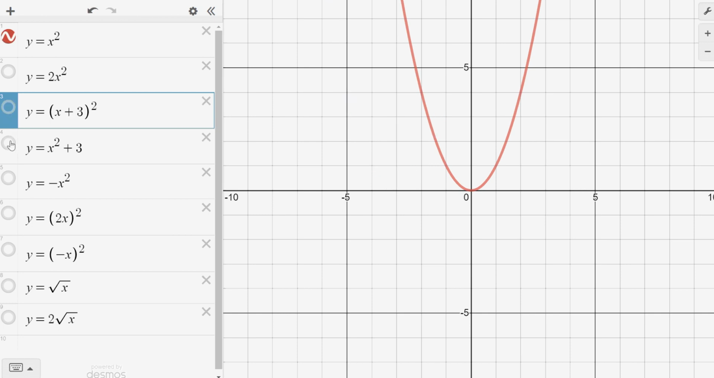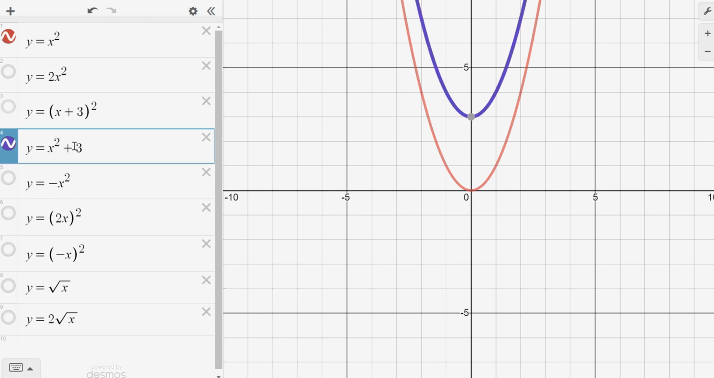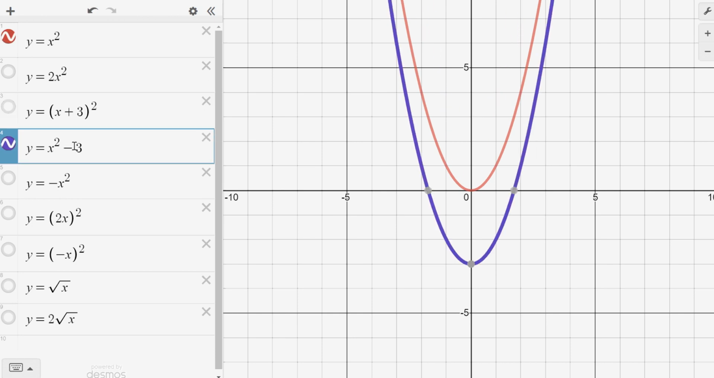So chances are you can probably guess what the next one's going to be. If it's plus 3, it's going to move it up 3. And if it's minus 3, as you would probably guess, it moves it down 3. So this is called the vertical translation.